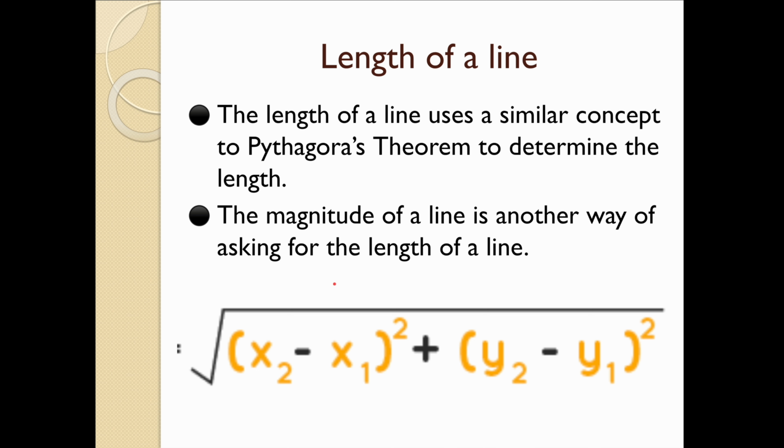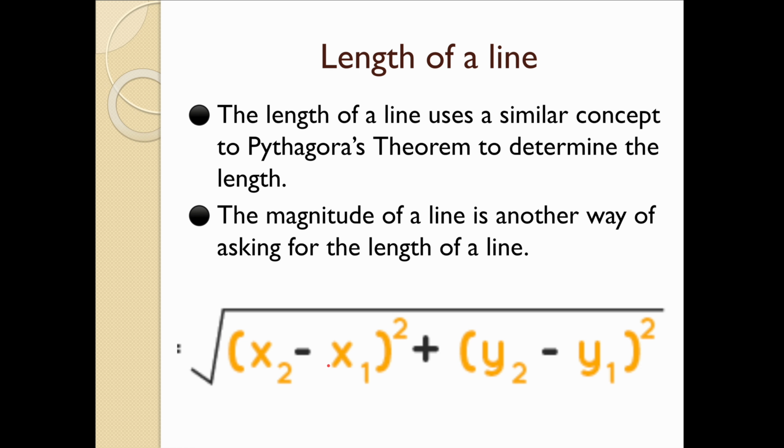But notice what happens here. This time it's saying x2 take away x1, and we find that difference, and then we square it. Then we do y2 minus y1. We find the difference, obviously, and then we square it. Once we do this, we find the square root of it.